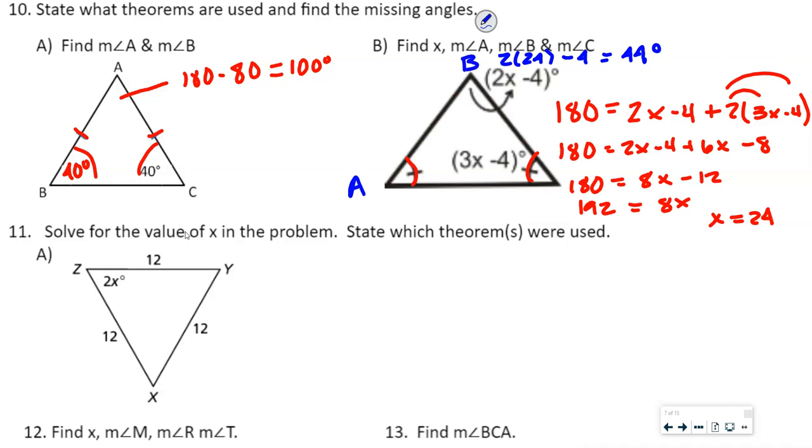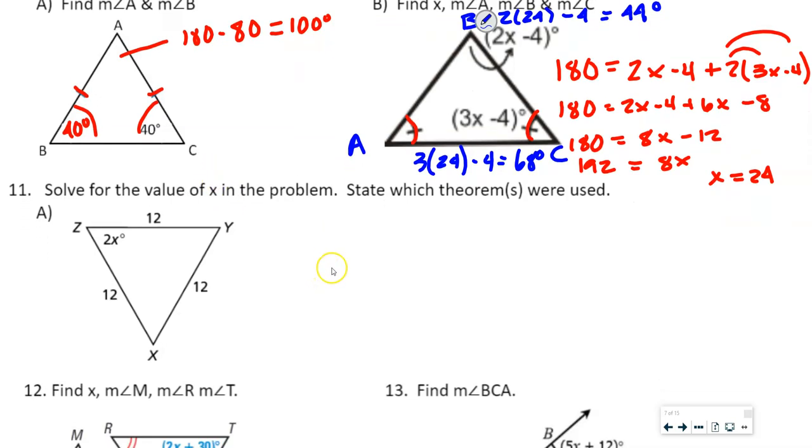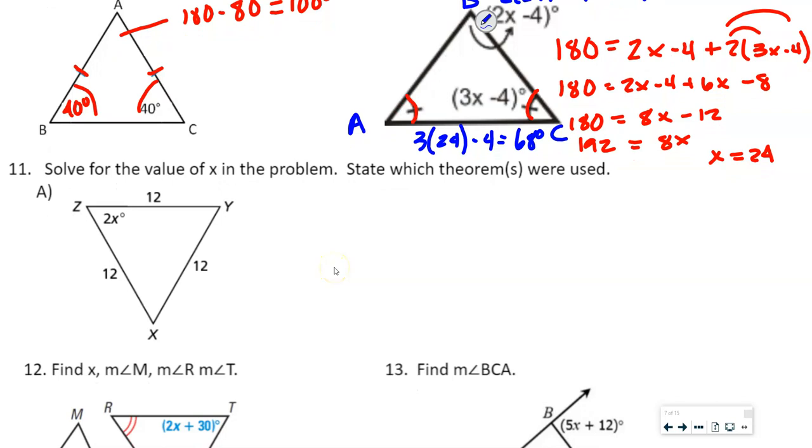A, B, and C. There we go. So that was angle B, okay? And then we are going to find the other two angles, which will be the same. A and C will be the same, right? So we're going to go 3 times 24. That's 72, and 72 minus 4 is equal to 68 degrees, right? Now you can check this by adding 68 plus 68 plus 44 and seeing if all three of those add up to be 180 degrees, okay?